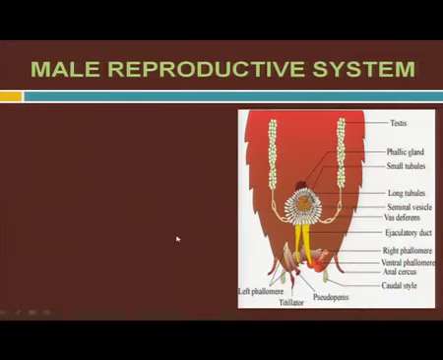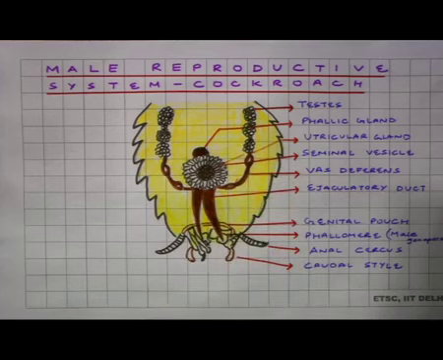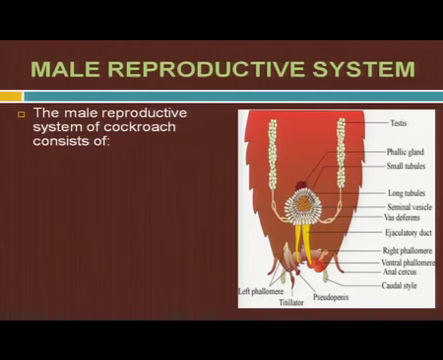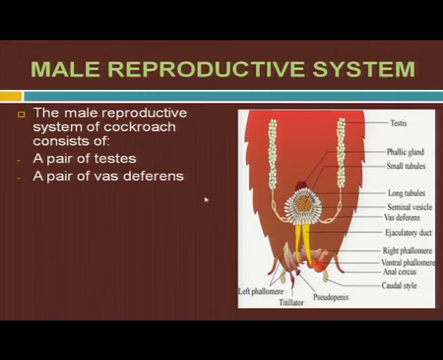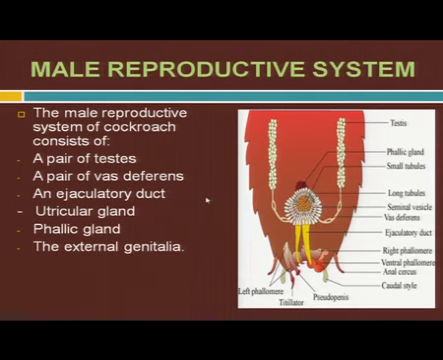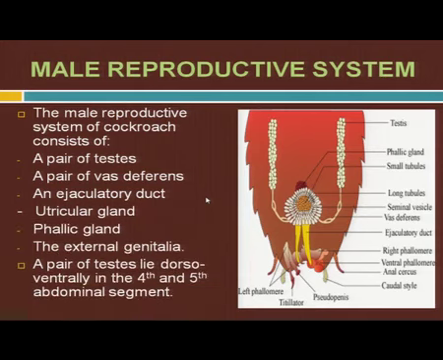So, you can see in this diagram, this is the male reproductive system. Earlier we have discussed the location of the male reproductive system, the parts which are involved. In a cockroach, the male reproductive system consists of a pair of testes, a pair of vas deferens, an ejaculatory duct, utricular gland, phallic gland, and the external genitalia. These are the different parts of the male reproductive system of a cockroach.